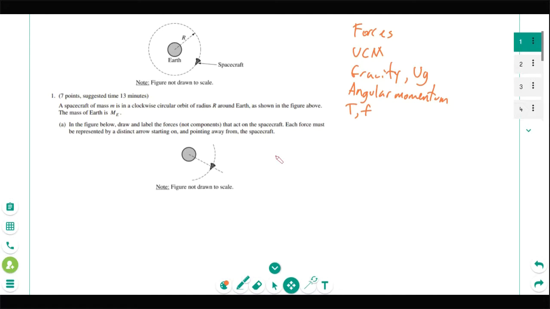So for that, we're going to dive a little bit deeper in here. And now let's actually start solving this. So the first question said, draw and label the forces, not the components, but the forces themselves that act on the spacecraft. Each force must be represented by an arrow. Okay, so how many forces are acting on our little spacecraft when it's sitting in our orbit?